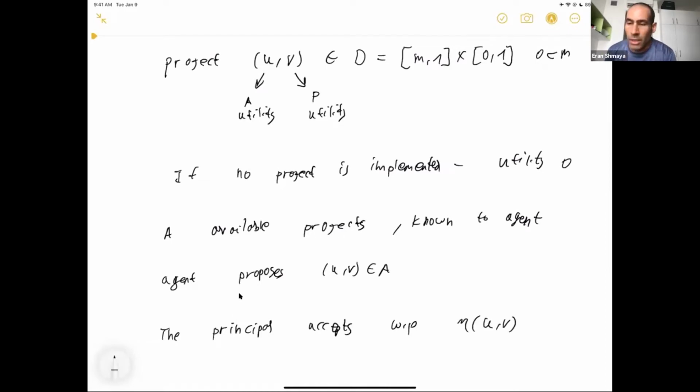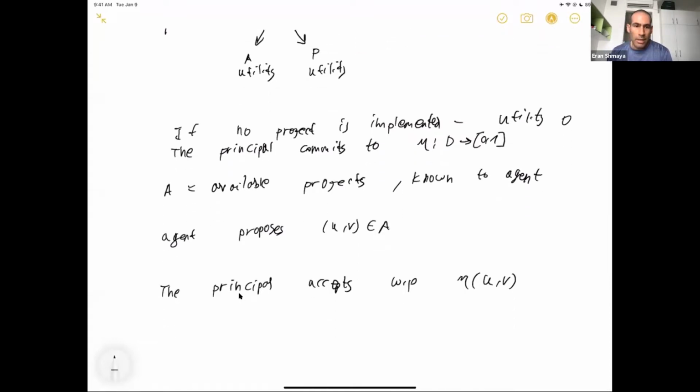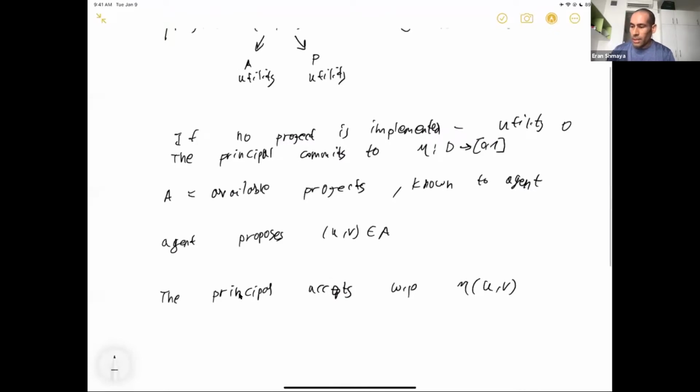And I forgot to tell you that this is a mechanism design problem. So before everything starts, the principal commits to eta from D to [0,1], the probability of acceptance. Given these two things, we know now how the agent will pick.